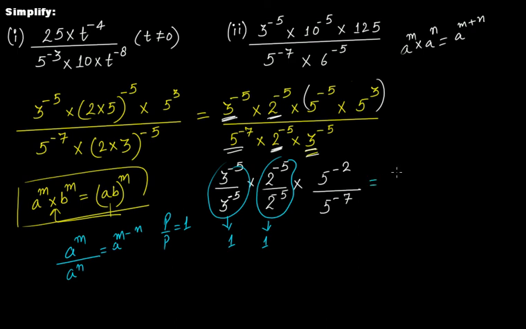So this becomes 5, right? 1 multiplied by 1 is actually 1 only. 5 raised to the power of minus 2 minus minus 7. So this is 5 raised to the power of 5. 5 times 5 is 25, times 5 is 125, times 5 is 625. So this is your answer.